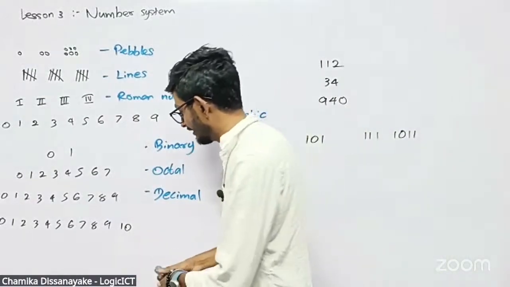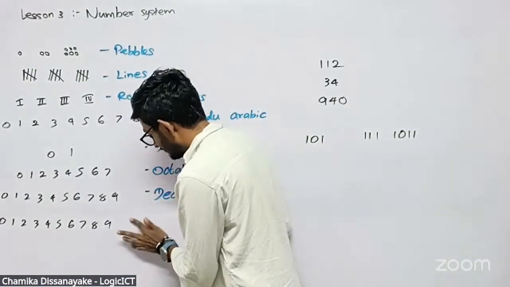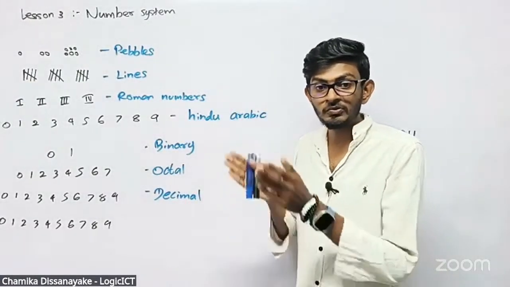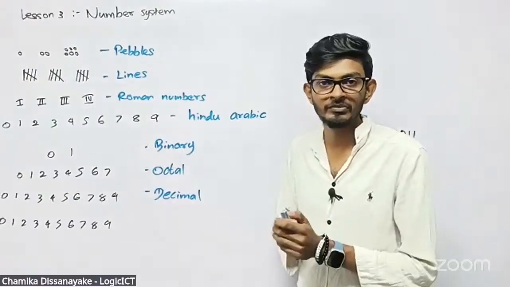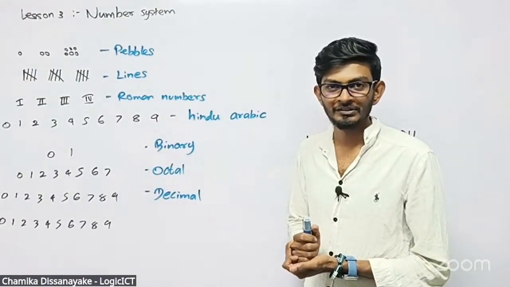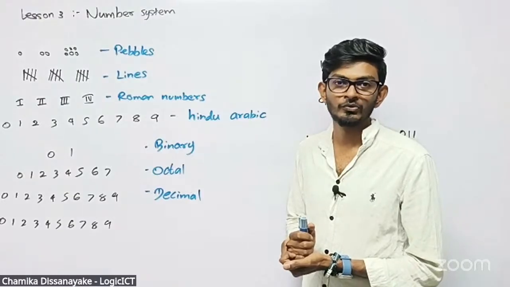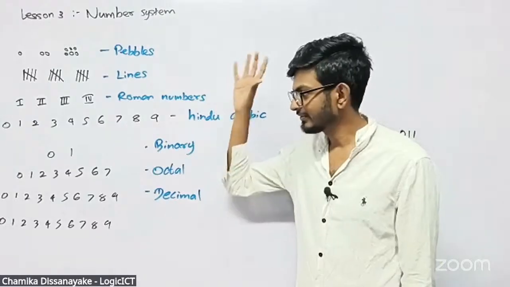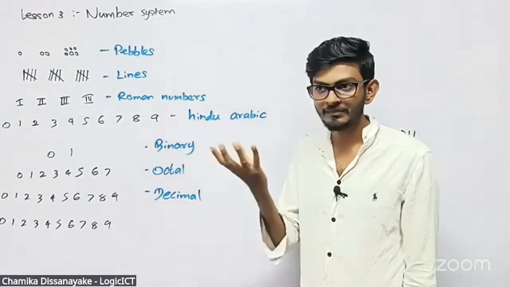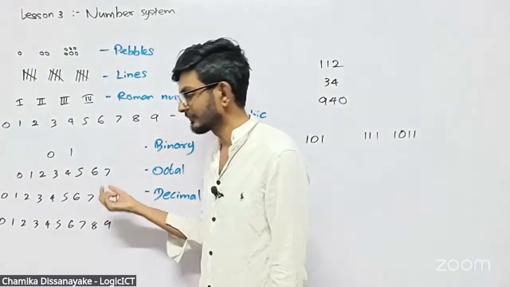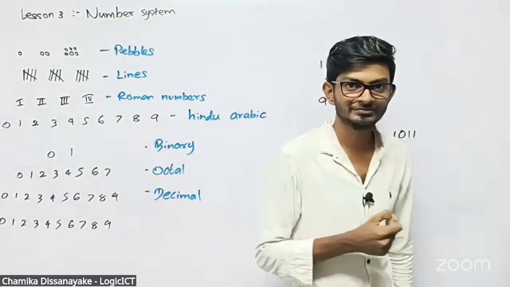We have only 10 symbols. No, we have only 10 symbols, but we need to use 16 symbols because this is hexadecimal. Okay. What is going to do? Actually, guys, this number system was used by the English people.